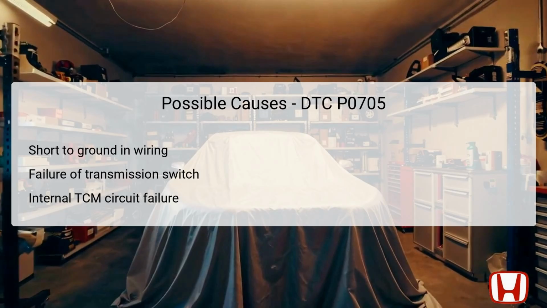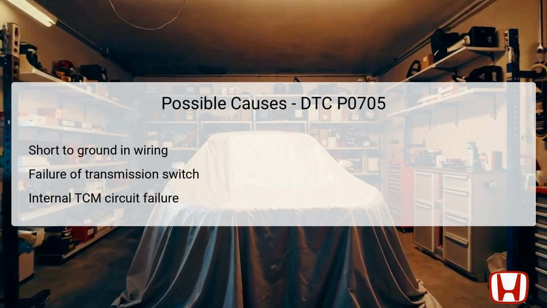One common issue is a short to ground in the wiring connected to the transmission range switch. This would lead to erroneous signal readings, confusing the TCM about the shift lever position. Another potential cause is a failure of the transmission range switch itself, which could stem from wear or internal electrical issues. If the switch doesn't operate correctly, it cannot provide accurate position data to the TCM. Lastly, an internal circuit failure within the TCM can also lead to misinterpretation of the signals it receives.